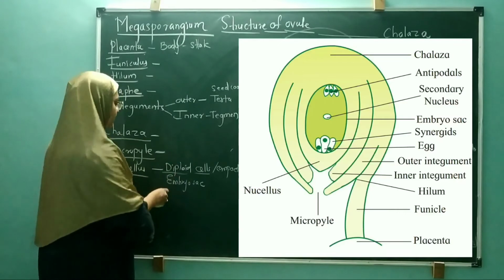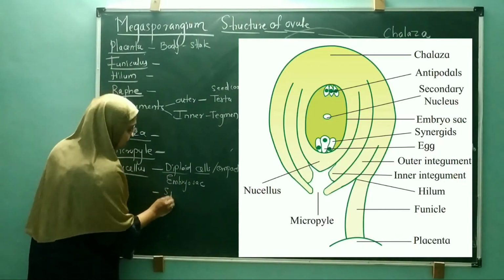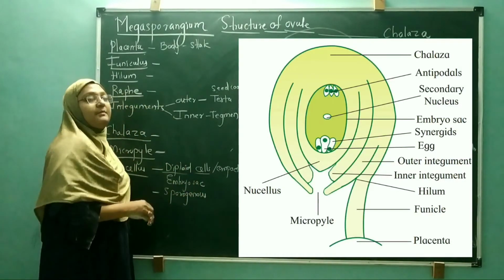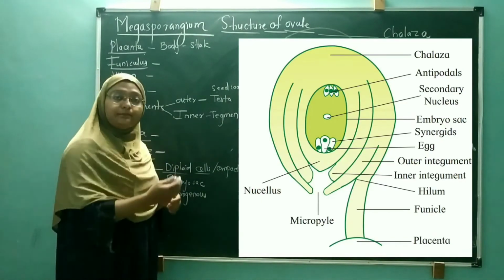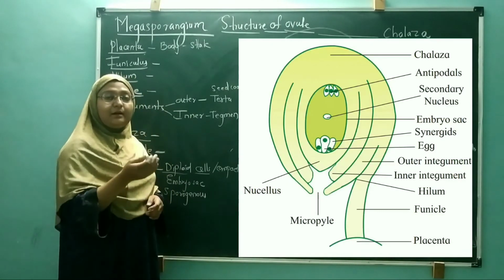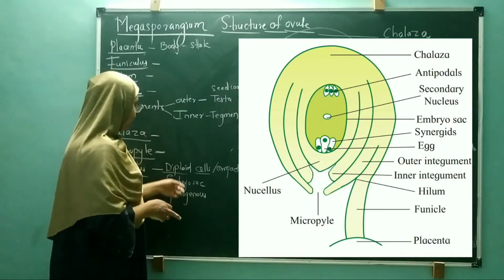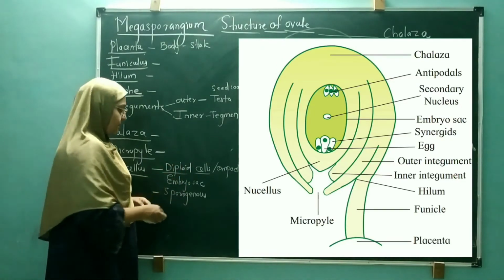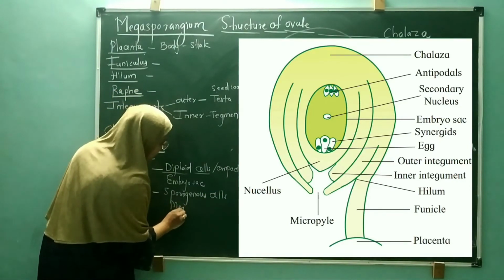And these nucellus cells, which are diploid, contain the sporogenous cells. हम लोगों ने मेल गैमेटोफाइट में देखा था, sporogenous cells later get converted into the male gametophyte. Here also the sporogenous cells are present inside the nucellus, and these are diploid cells. These sporogenous cells later get converted into the megaspore mother cells.